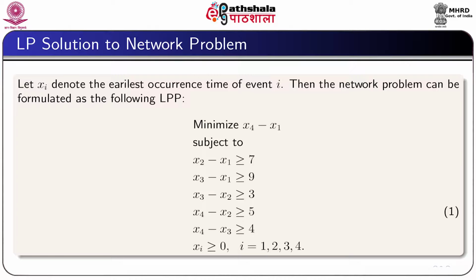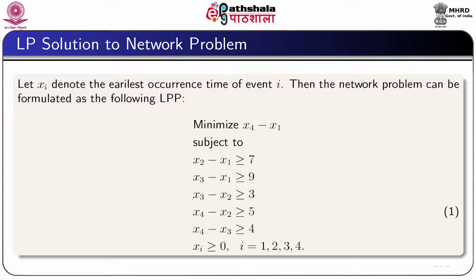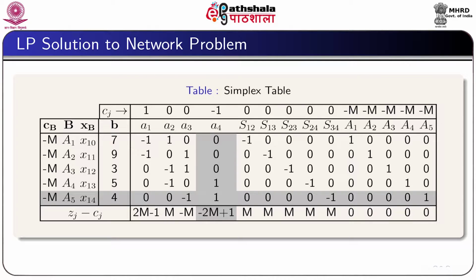Here we introduce the surplus variables S12, S13, S23, S24 and S34 for the first, second, third, fourth and fifth constraint, and even when we introduce the surplus variables, we are not getting the initial basic feasible solution to start with the simplex. Therefore, we need to introduce 5 artificial variables, and obviously the minimization problem should be converted into the maximization problem. So, after doing all these things, if we set the problem in simplex, the simplex looks like this as shown in the slide.